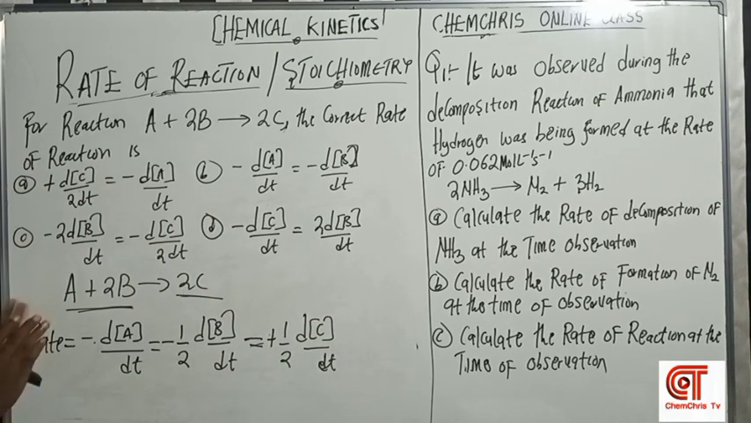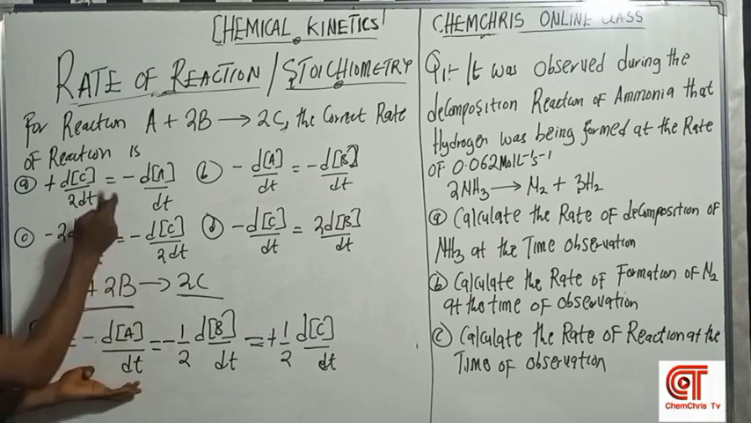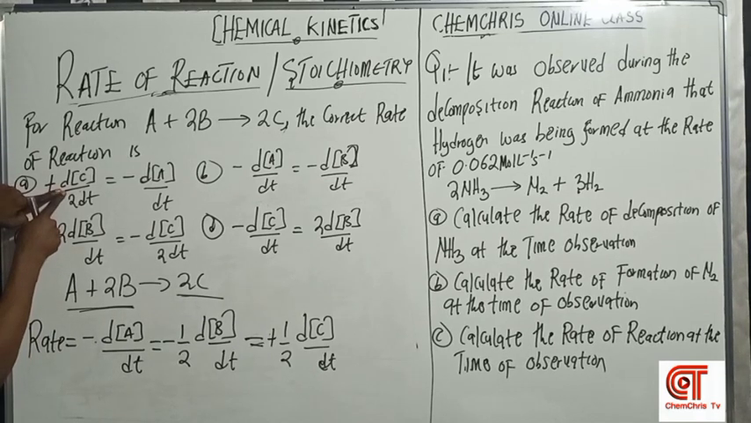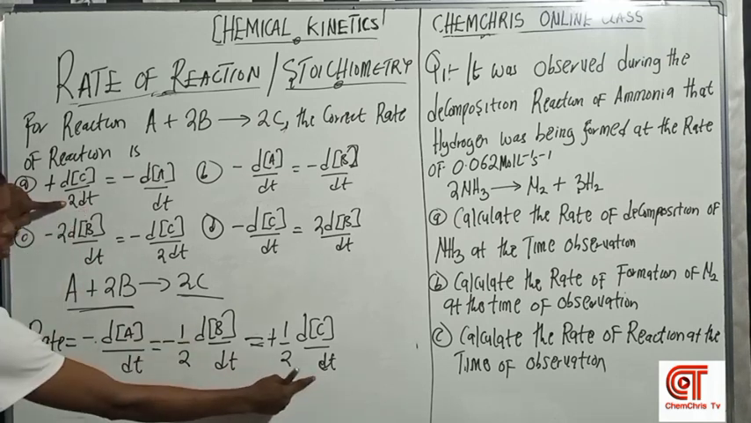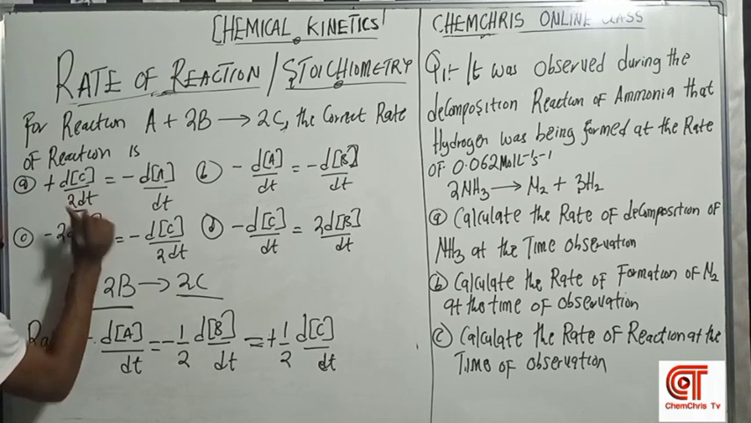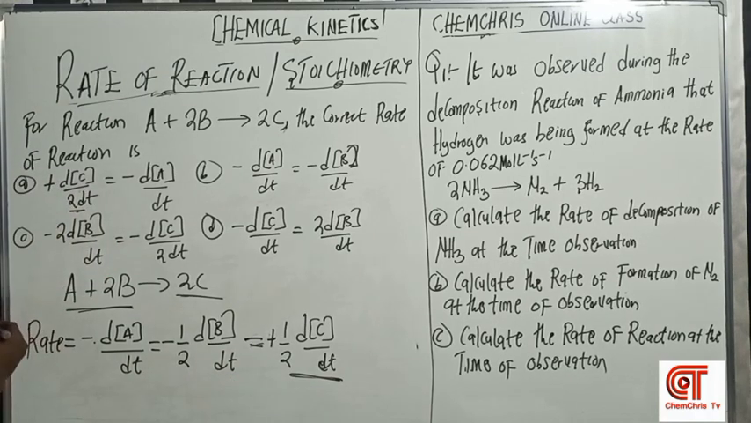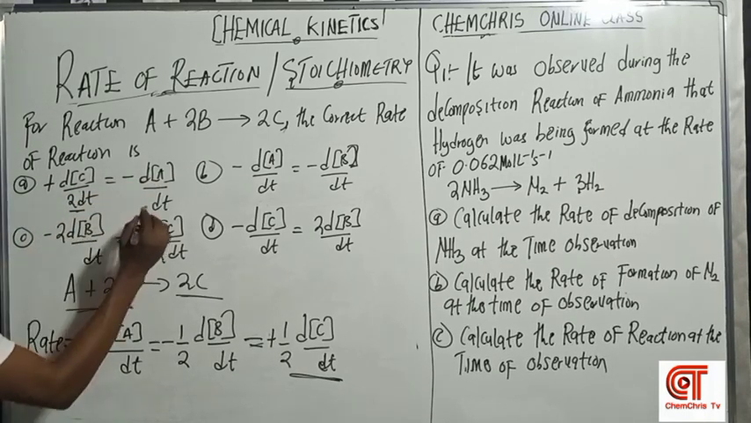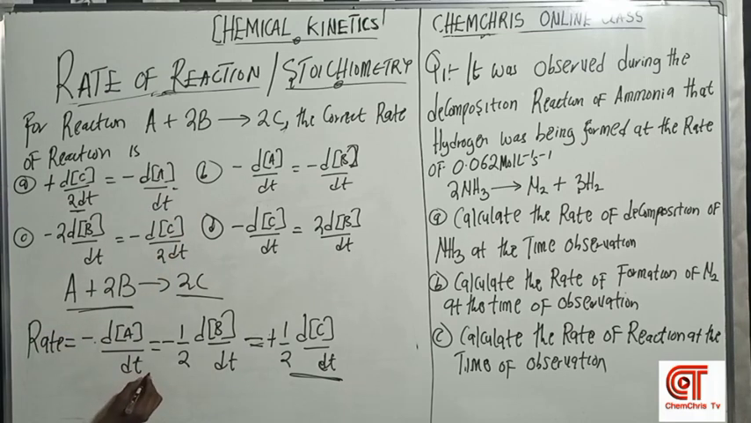Can you see that? If you check it very well, now here you can have different options. From here, you have to look at whether this is going to be correct. Look at the first one here. It says A plus change in concentration of C over 2 change in time. It corresponds to this one here, right? Can you see that? Nice one. So it's correct. Equals minus change in concentration of A over change in time. Now this one corresponds to this one.